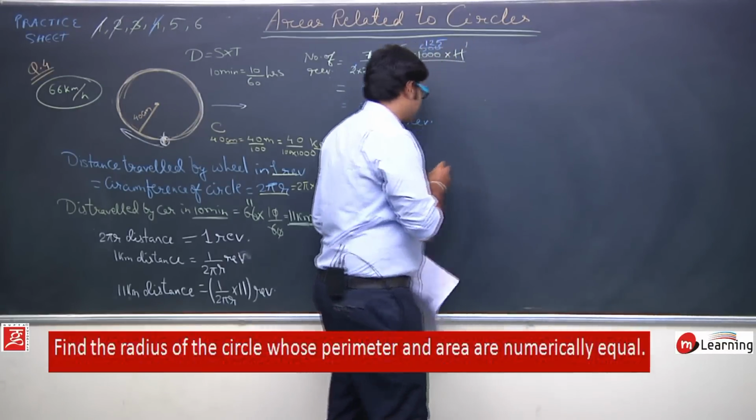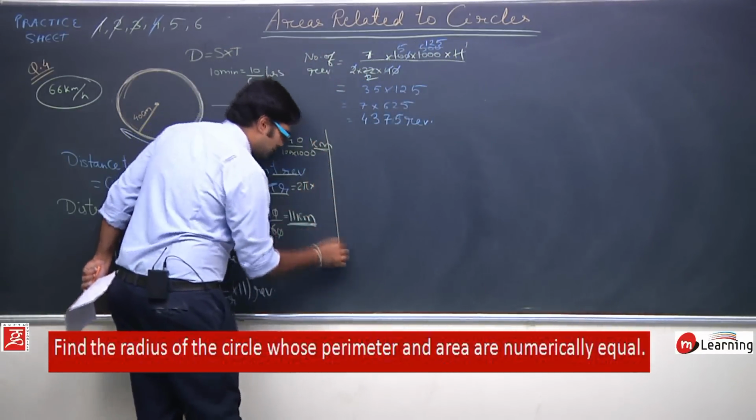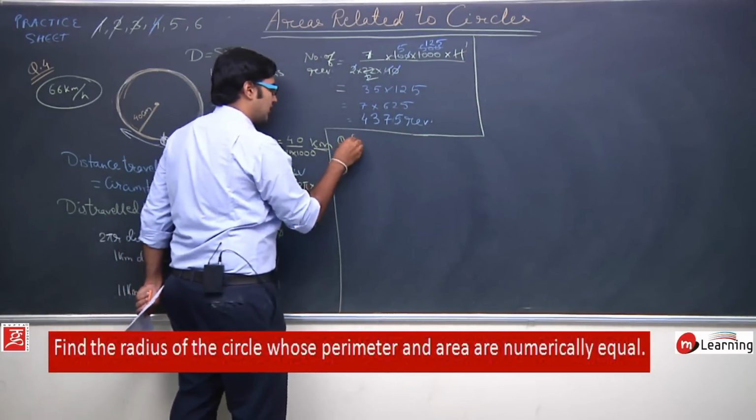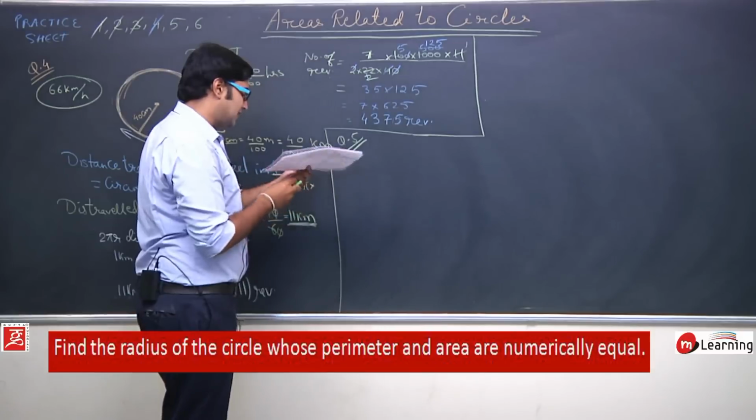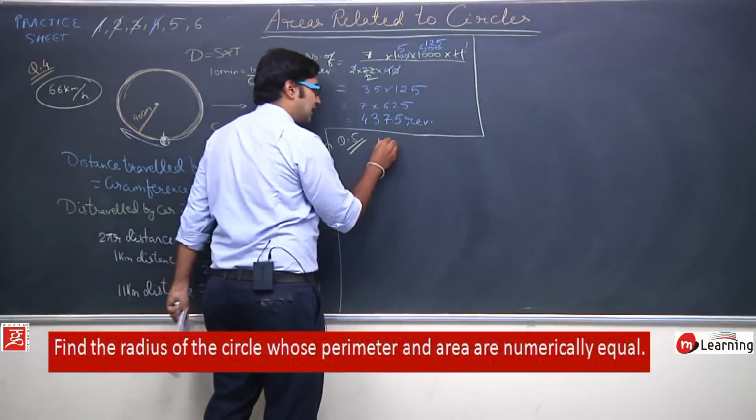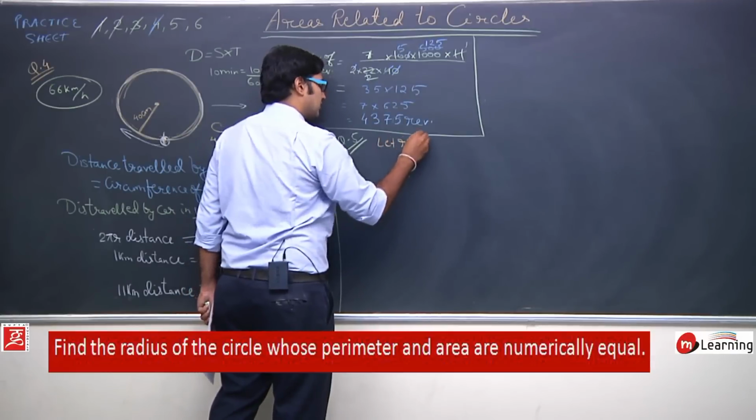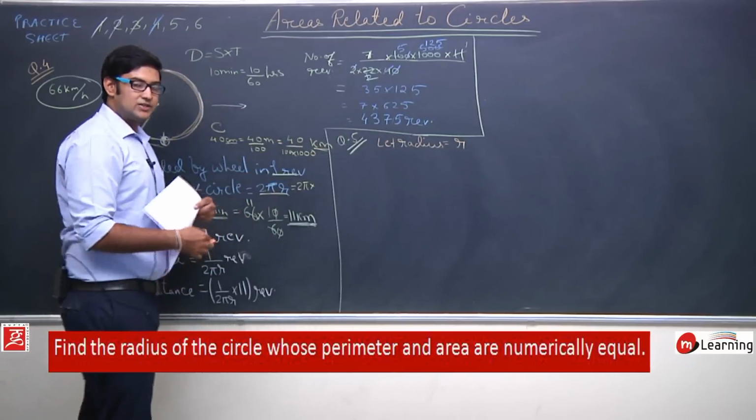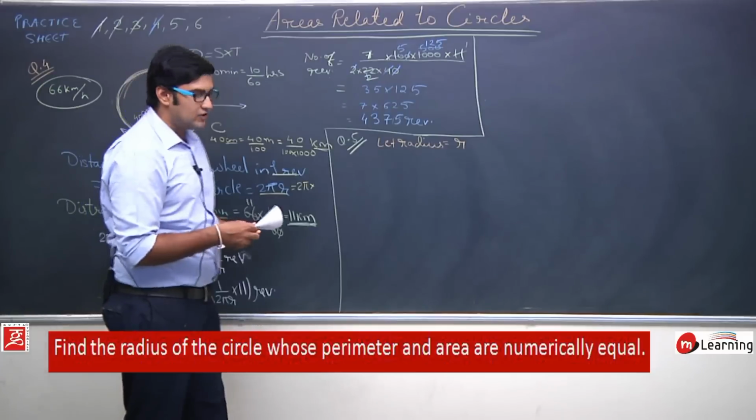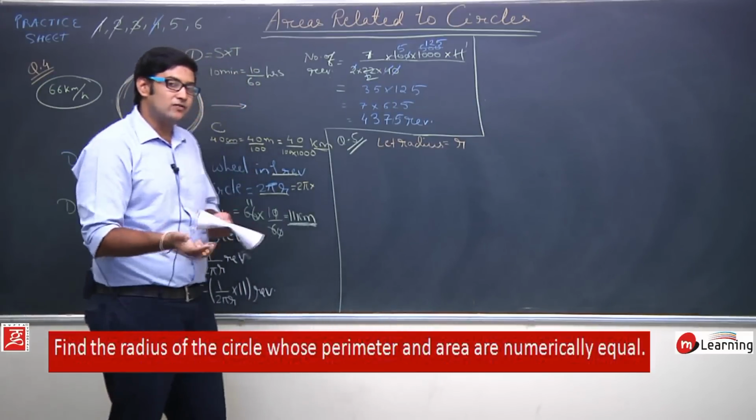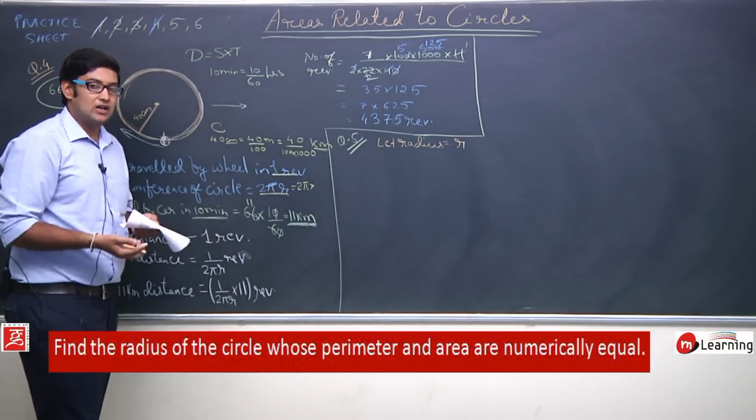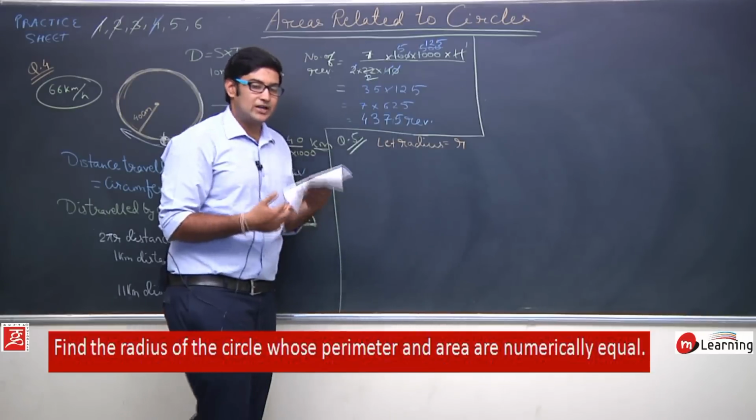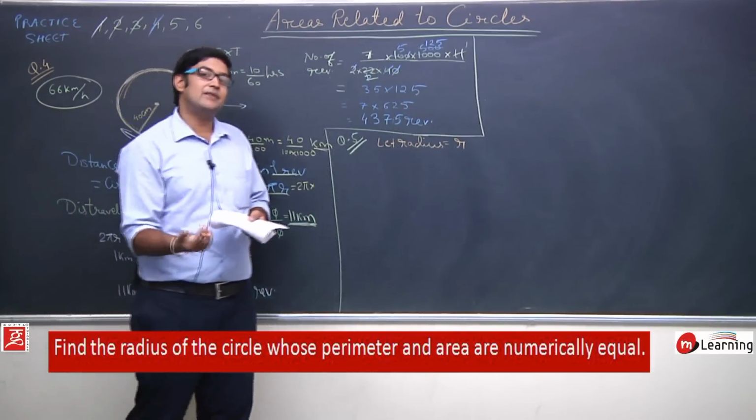Okay. So question number 5 says find the radius of the circle. Let us say the radius of the circle is equal to r. When do we need to determine the radius of the circle? When area and circumference are numerically equal. That is, the value of area and the value of circumference are equal. Obviously their units cannot be equal because area is in meter square or centimeter square and circumference is a length, which is centimeter or meter.